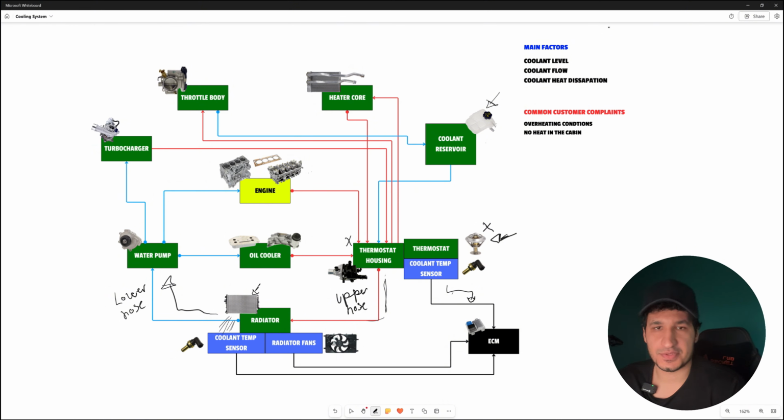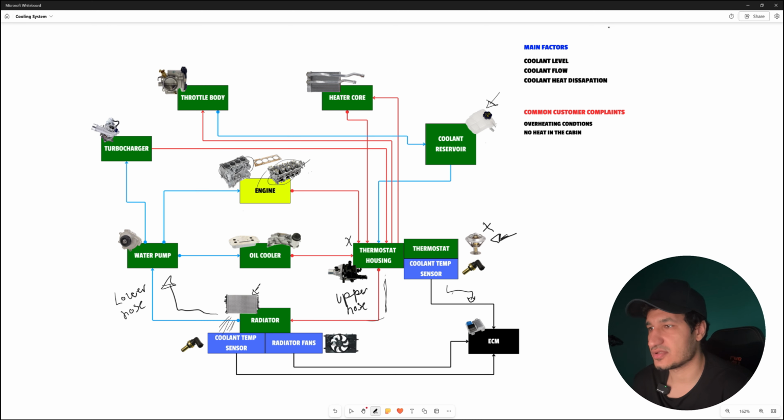The job of the water pump is to distribute cold coolant across any component that needs it. Depending on the car, it's going to go to an oil cooler, a turbocharger if it's equipped, and most importantly, it's going to go to the engine. That's the main component that we're trying to cool. So here we have the cylinder head and the engine block.